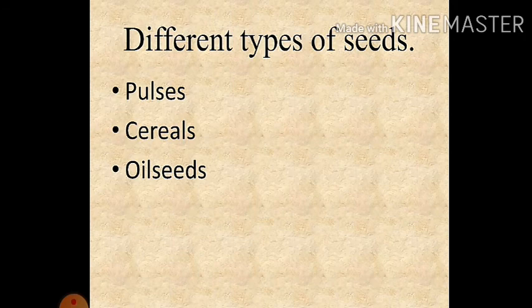Cereals. Cereals are the seeds which, when you break them, will be broken into pieces or powder. So those seeds are known as cereals. What are oil seeds? Oil seeds are the seeds which, when you break them, release oil. Okay, they will be converted into small pieces or powder or paste, but they will release oil. Pulses won't release oil. Oil seeds are the seeds which will release oil.